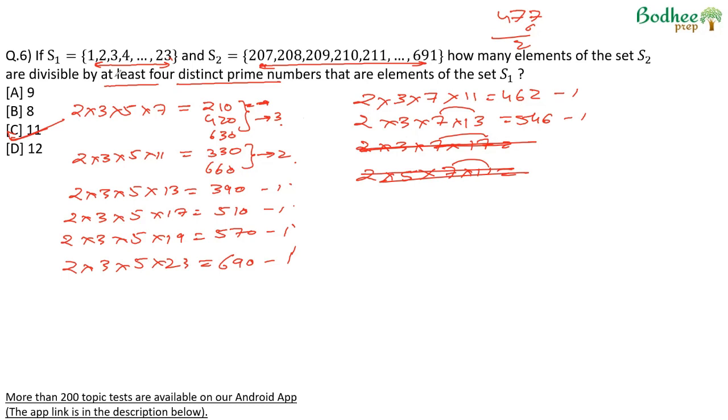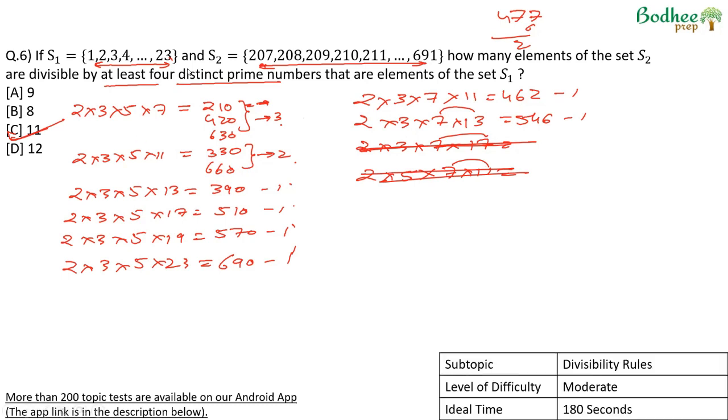there and get a number in the set S2. Again, since we are just counting, I'd say a moderate level of difficulty question. The only thing is this might take some time. So I'm saying attempt time could be up to 3 minutes.